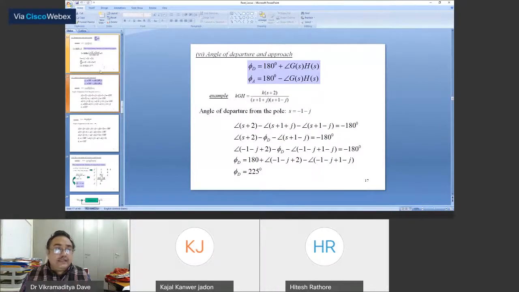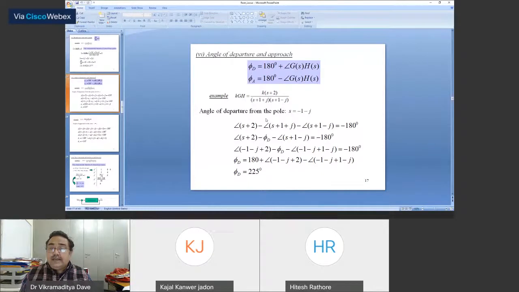Then comes another concept called angle of departure and angle of approach. Angle of departure is 180 degree plus angle G(s)H(s), and angle of arrival or approach, as some books write it, is 180 degree minus angle G(s)H(s). For example, a closed loop transfer function is given, and you are asked the angle of departure from the pole -1 comma minus j.